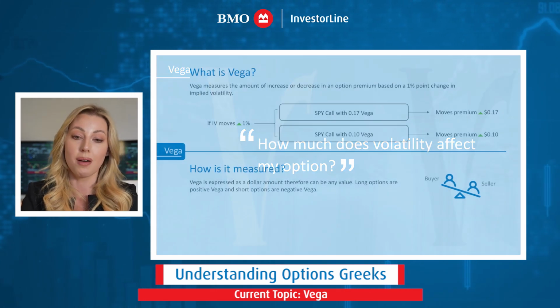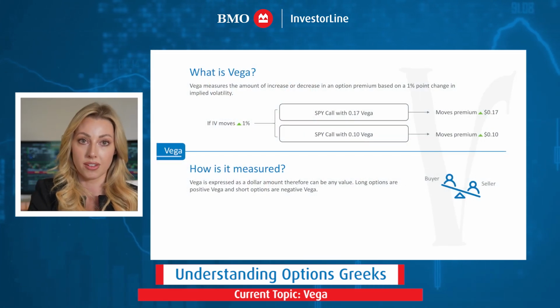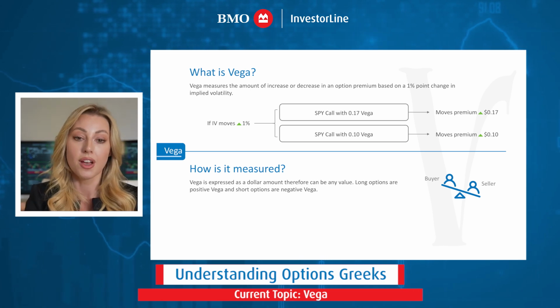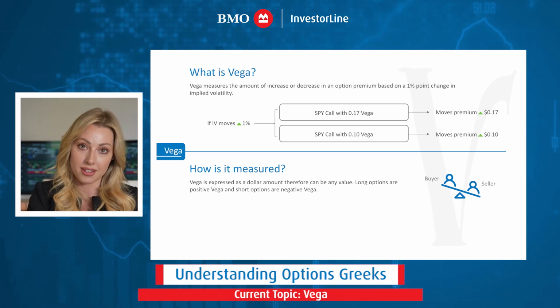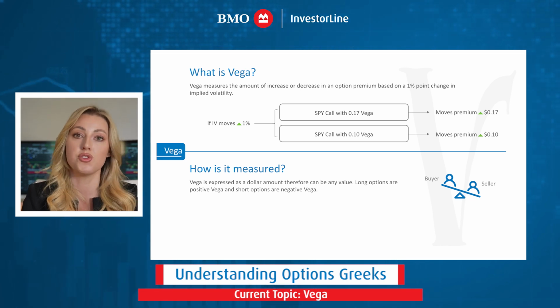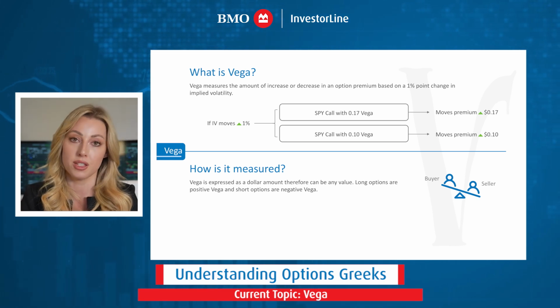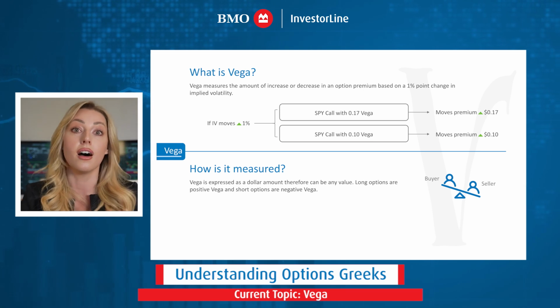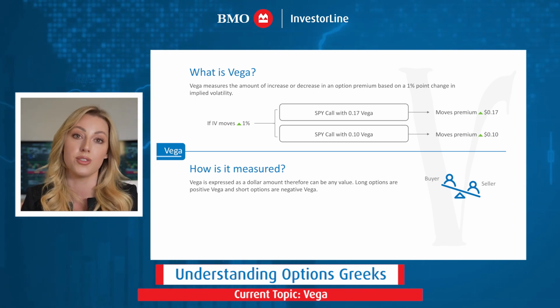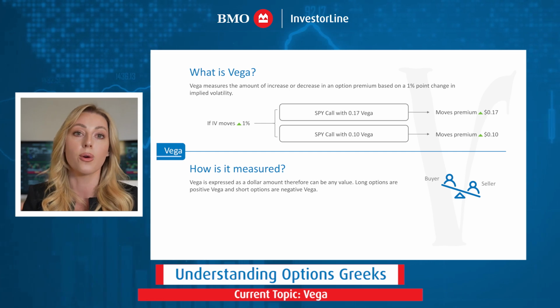Vega should not be confused with implied volatility. Volatility and implied volatility are actually two different things. So Vega measures the increase in an option's premium with a 1 percentage point change in implied volatility. And implied volatility is a metric that you can find on a lot of options chains. And again, it just tells us the likelihood of movement of the underlying security. Is it amplified or is it mitigated?